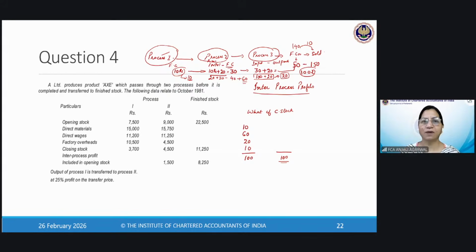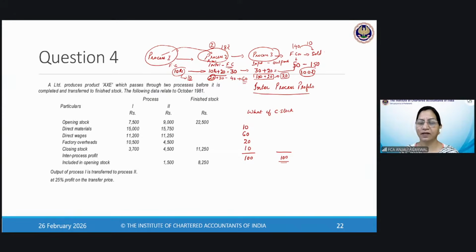But what if some part of the units transferred from process 1 to process 2, let's say 20 rupees. Out of this 20, it could process only 18 units, 18 rupees of goods, and there was a closing stock of 2 rupees here. So what will happen is the profit of process 1, 10 on 10. In this 2 rupees, there would be 1 rupee profit, which will be blocked here itself, which will not be realized. Similarly, process 2 will then process 18 plus 20, that will become 38.